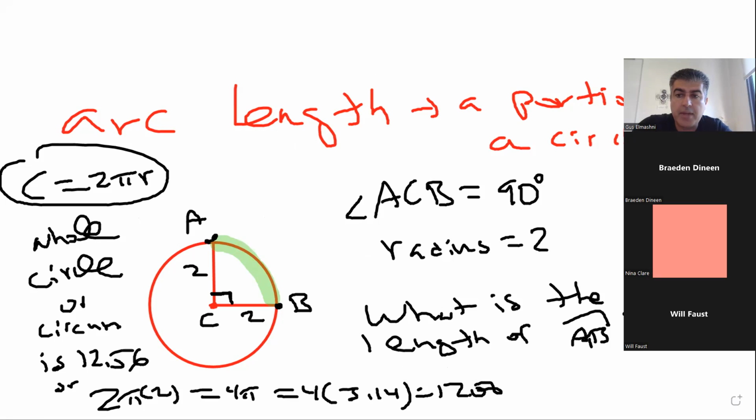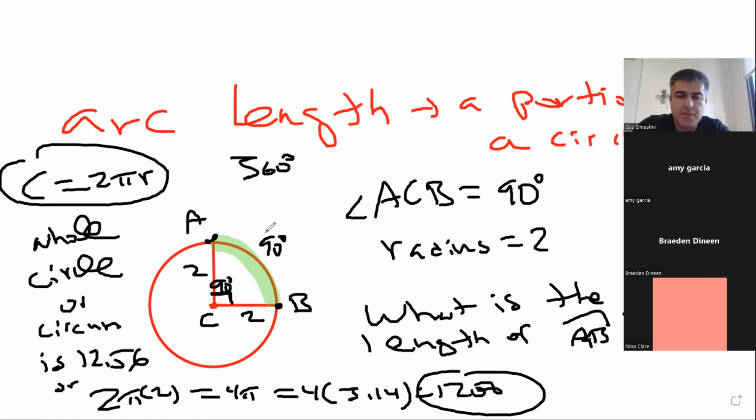Well, 180 when it makes sense. Maybe you think of an angle. Remember, this is 90 degrees, right? That's 90 degrees. So that's 90 degrees. How many degrees is the whole circle, guys? If we remember the whole circle, how many degrees is that? 360, right? So the whole circle is 12.56, but this is only 90.